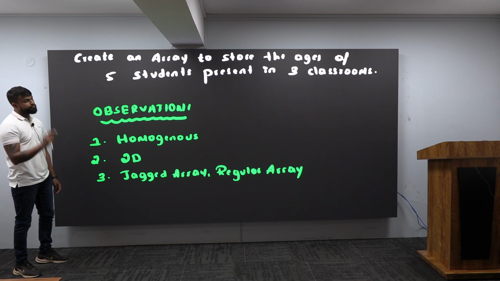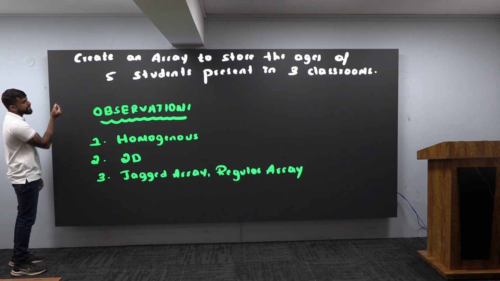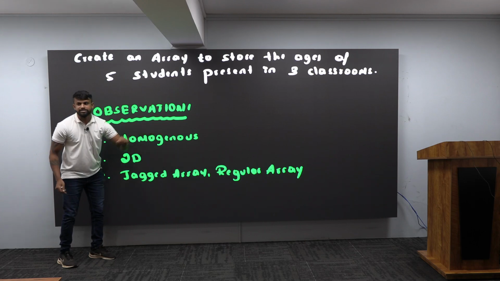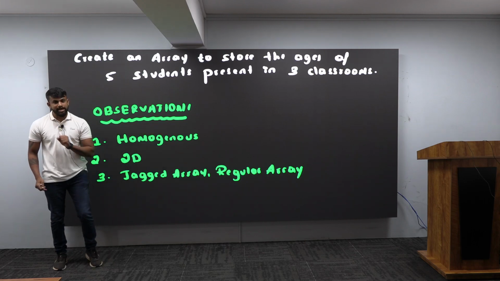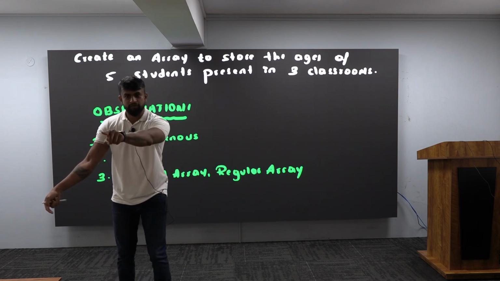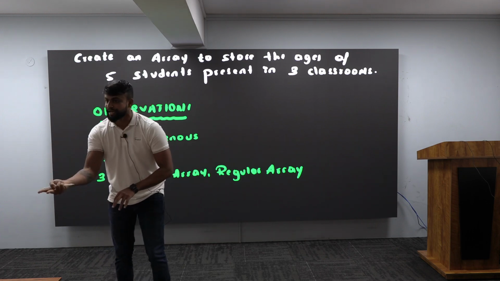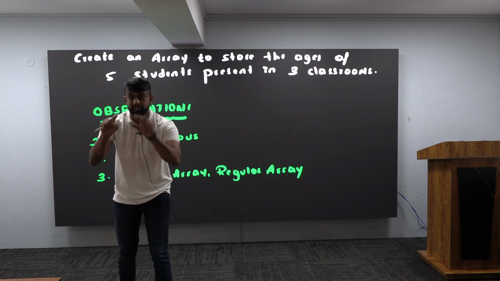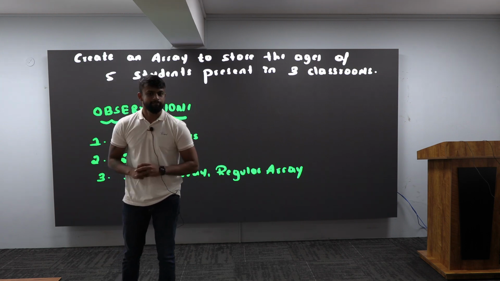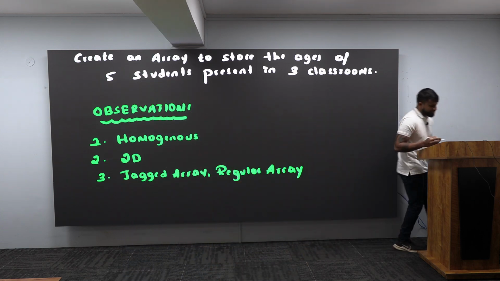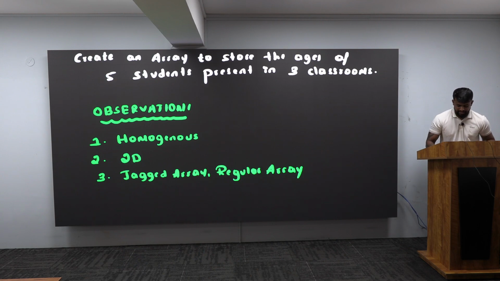Now I want you to understand this question and tell me, in this question, is it jagged or regular? Regular. How is that? There are 3 classrooms. First classroom, 5 students. Second classroom, 5 students. Third classroom also 5 students. Regular array it is. Got this, all of you? Fantastic. This is not a jagged array. Instead, it is a regular array.